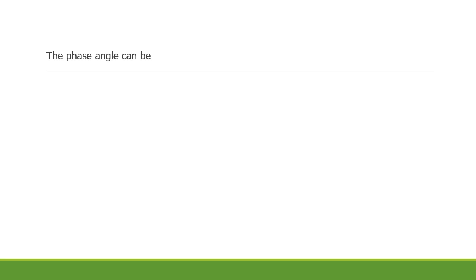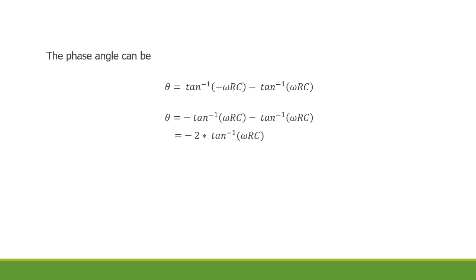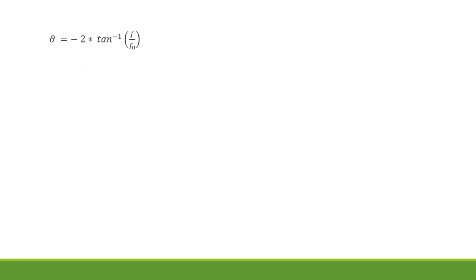When we calculate the phase angle of the above expression, we get theta is equal to tan inverse of minus omega RC, because of the numerator component, minus tan inverse of omega RC, due to the denominator component. So when we rewrite, we get minus tan inverse of omega RC minus tan inverse of omega RC, that is equal to minus 2 times tan inverse of omega RC. When we substitute omega equal to 2 pi f and rewrite, I get minus 2 into tan inverse of f by f naught, where f naught is equal to 1 by 2 pi RC. So the phase angle theta is minus 2 into tan inverse of f by f naught. Let us substitute different values of f and find the answer.